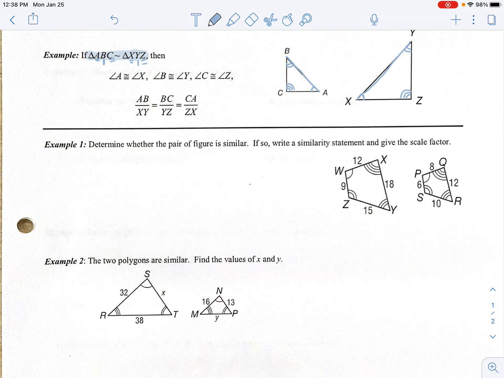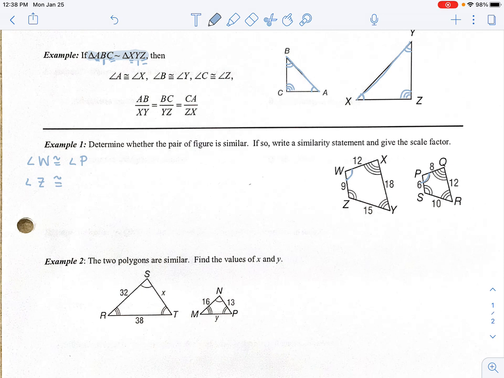They want us to determine if they're similar, and if so, write the similarity statement and give the scale factor. The scale factor is the ratio at which they are similar. So what we're going to do first is see if all the angles match up. I'm going to start with this bigger shape here. So I've got angle W, which should be congruent to, since it has the one swoosh mark, angle P.